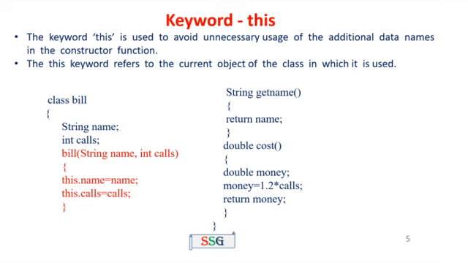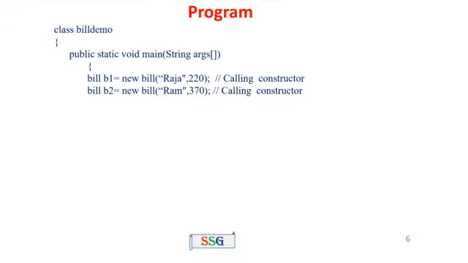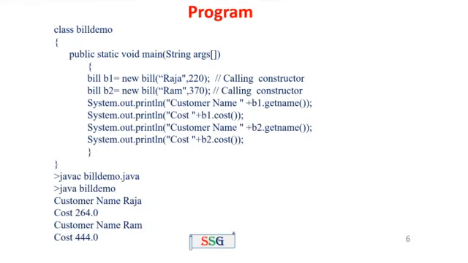That is, this dot name represents the current object. Okay, then the main program. There is no change in the main program. The main program is the same.